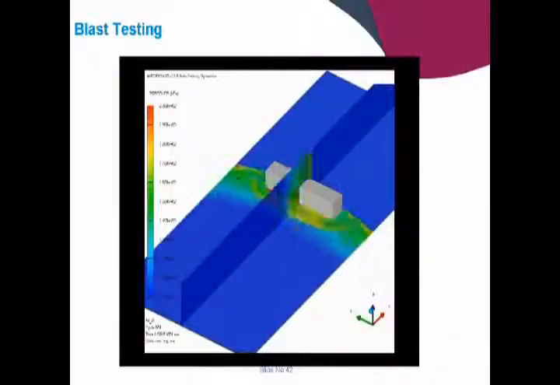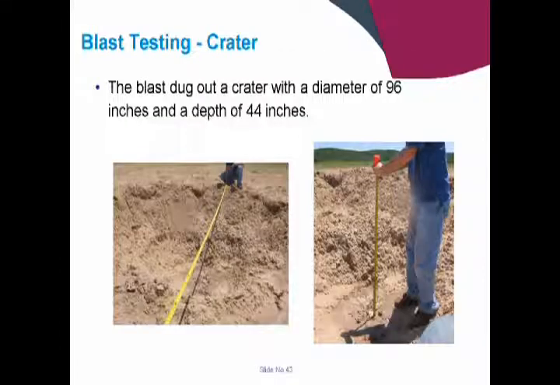So this is a computational method. You see the computer simulation of the blast wave propagating towards the building, to estimate the blast load before the test. And this is after the explosion. I forgot to mention, I used almost 550 kilograms of TNT in that explosion. And this is the dimension of the crater after the explosion.